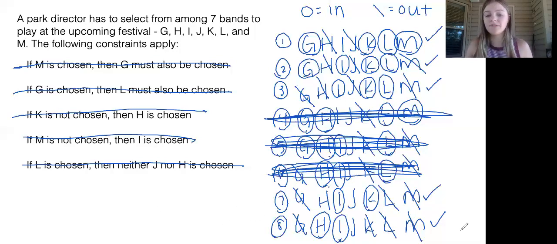And again, that happens in number 8 as well, where we have J as a floater. So it could be in, it could be out. It's not going to violate our rules. So that world can stand.